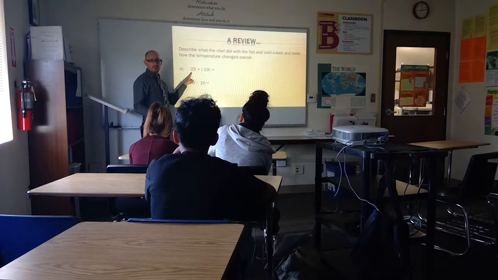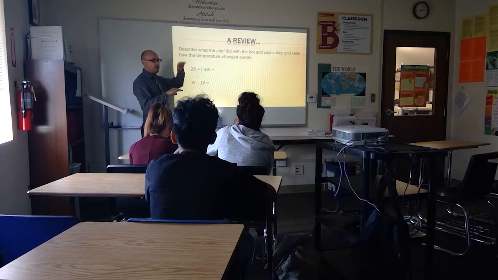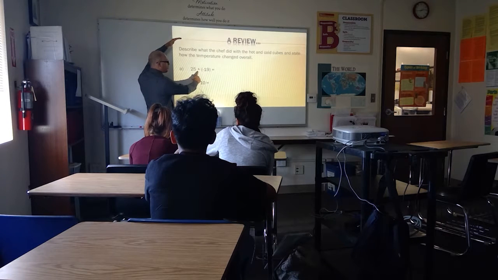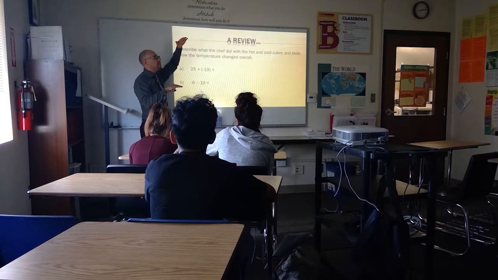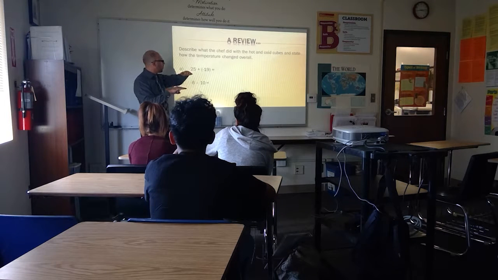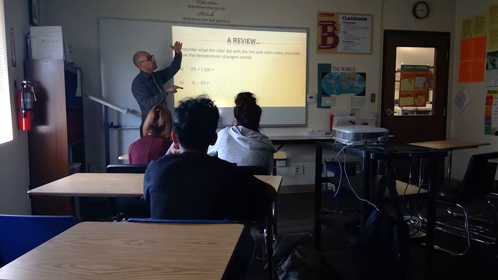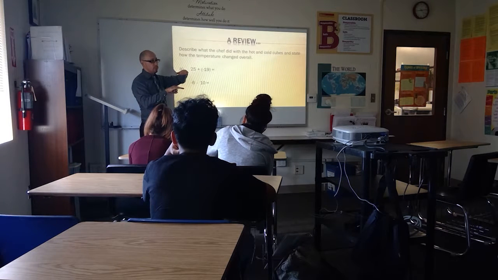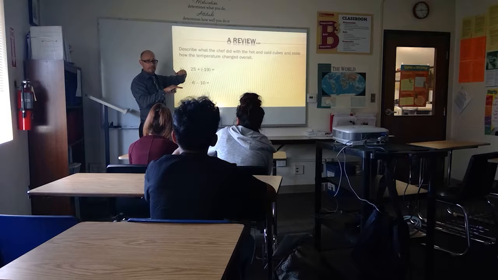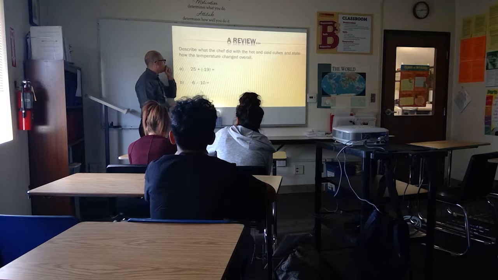What happened here? They put in 25 hot cubes, so the temperature goes up. And then they added in 19 cold cubes. What happens to the temperature when you add cold cubes, Paige? It's cold. It goes down, right? Okay. So if they went up to 25 with the hot cubes, down 19 with the cold cubes, where were they at? Then 11? Okay. Wow. So let's break that down.